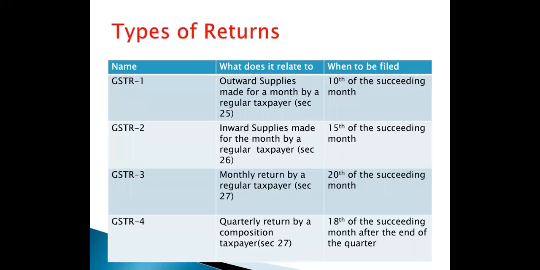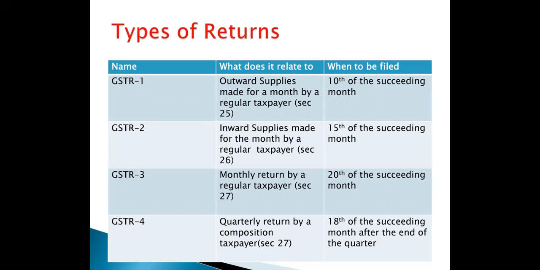Now, what are the different types of GST returns? GSTR form number 1 is for outward supply, right? It is made for a period of 1 month by a regular taxpayer, on the 10th of the succeeding month. So whenever it is to be filed, it is filed on the 10th of the succeeding month.